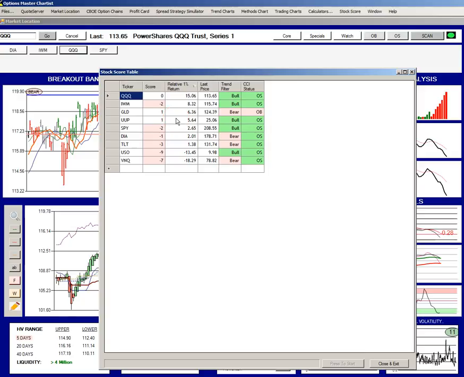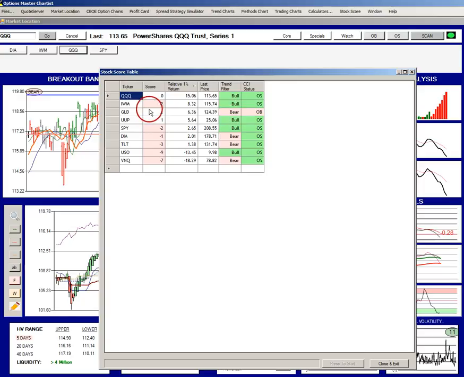I know there are other ranking systems, but they're all relative. So bonds can be performing better relative to stocks, but if they're both going down, they're both losers. This gives you the raw score. The trend filter and the CCI status just give you a state or condition perspective.